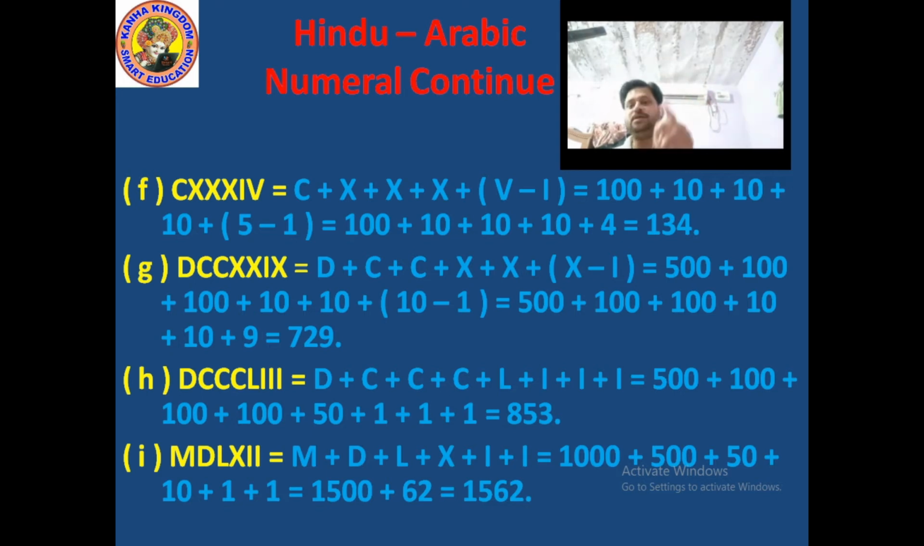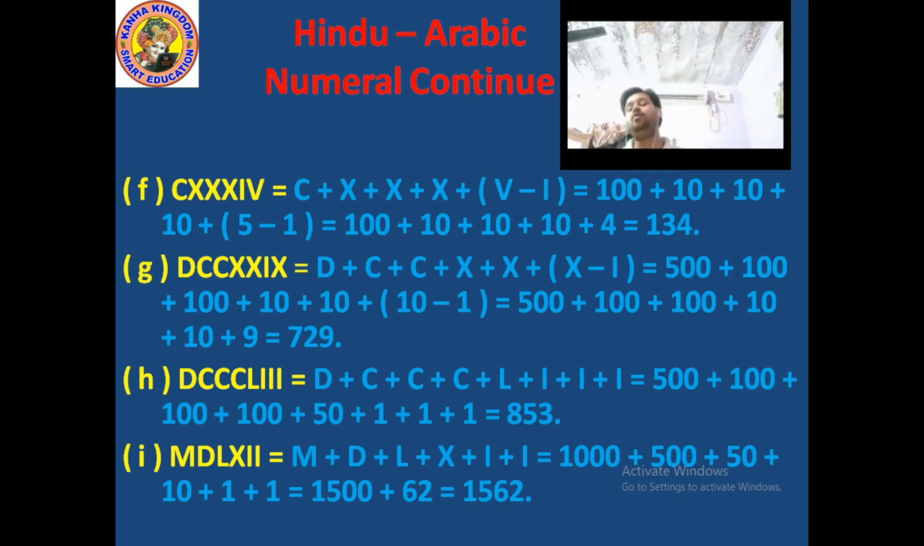D plus C plus C plus X plus bracket X minus I, bracket close, means 500 plus C equals 100 plus C equals 100 plus X equals 10 plus bracket X equals 10 minus I equals 1, bracket close. 500 plus 100 equals 600, 600 plus 100 equals 700, 700 plus 10 equals 710, and 710 plus 10 equals 720, plus X minus I, 10 minus 1 equals 9, so 720 plus 9 equals 729. This is the way you solve all the questions.